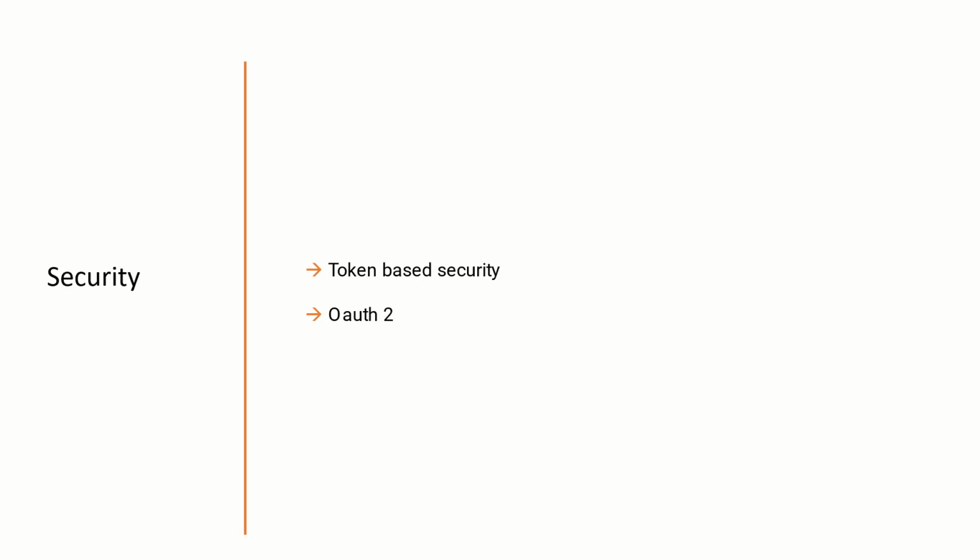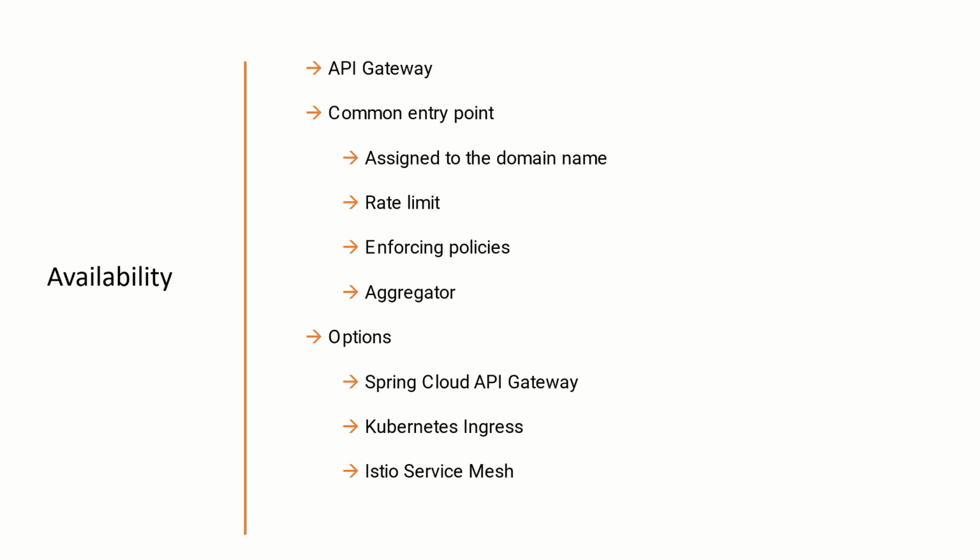Security: we can use token based security authentication, OAuth 2 is what I used. Availability, like API gateways: a common entry point assigned to the domain name, rate limiting, enforcing policy, aggregators. So the options we can use are Spring Cloud API Gateway, Kubernetes ingress, and Istio service mesh. Those three options we have that we can use for the availability of API gateways.